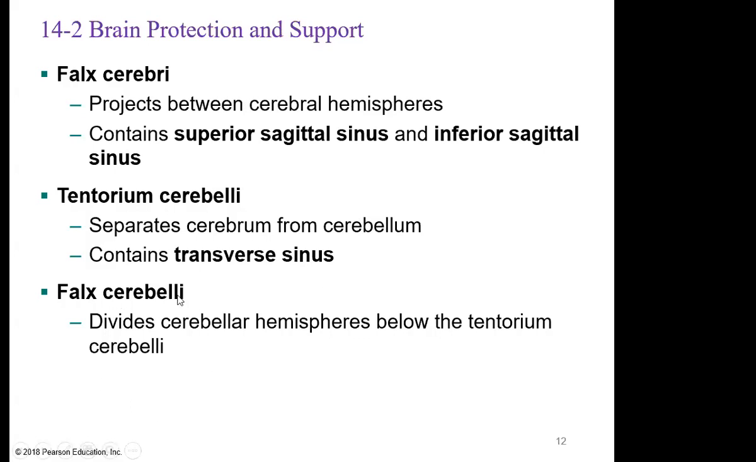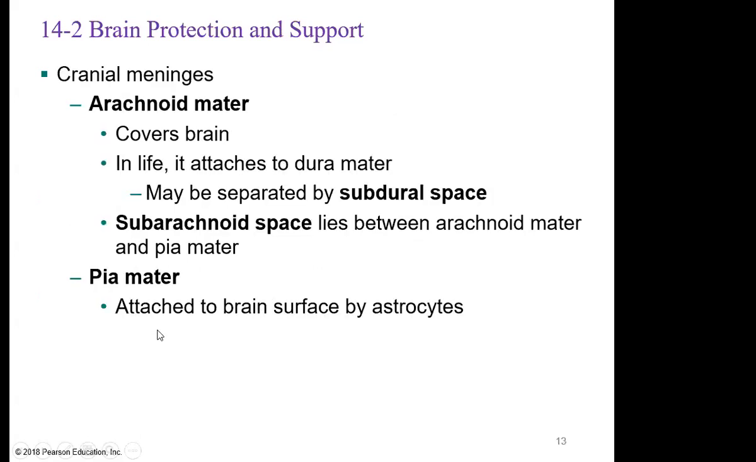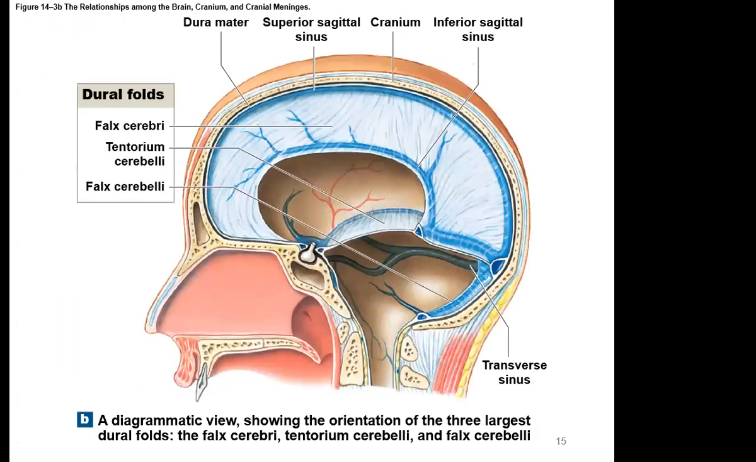And then we have the falx cerebelli, which will divide the cerebellar hemispheres. This is going to be below the tentorium cerebelli. So let's take a look at some pictures real quick. I'm going to come back to that in just a second. Okay, so here's the big one. Here's the falx cerebri. This is the one that's going to sit in the longitudinal fissure.